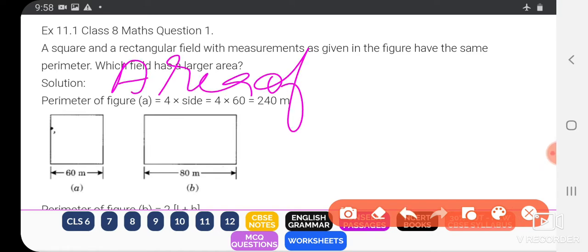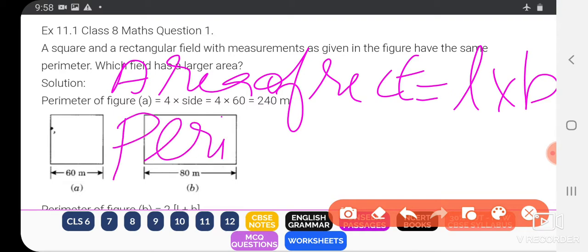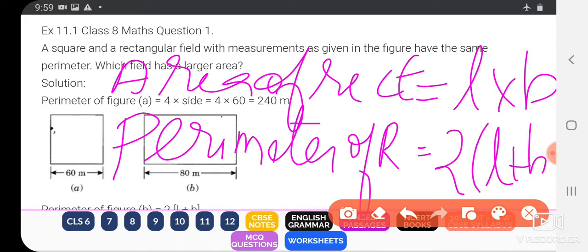Area of rectangle equals, all of you know, length into breadth. Then second is perimeter of rectangle. Perimeter of rectangle equals what? 2(L plus B). This is the perimeter of rectangle formula. Yes, all of you know this well.